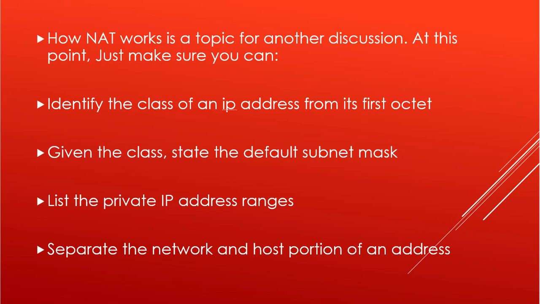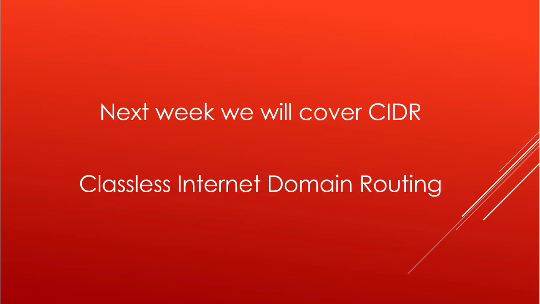We'll have that later. Just make sure at this point you can identify the class of an IP address from its first octet. Given the class, you can state the default subnet mask. So if it's a Class B address, we know the subnet mask is 255.255.0.0. If it's a Class A address, we know it's 255.0.0.0. Make sure you know the list of private IP address ranges, and make sure that you can separate the network and host portions of an address. So make sure you're good with those 4 things before you move on to the next lesson.